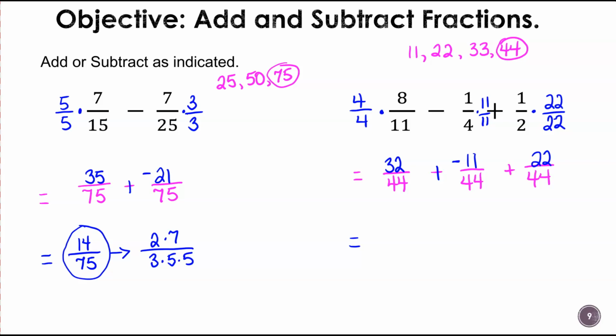So 32 minus 11 is going to give me 21. 21 plus 22. Well, let me just write that. Okay, so I'm going to do the positive ones. 32 and 22 would be 54. And then that's plus the negative 11. 54 minus 11 is 43. And then 43 over 44 is not going to simplify. I think you can tell that by looking. 43 is a prime number, I'm pretty sure. And that's the end of this lesson. Alrighty, thank you.